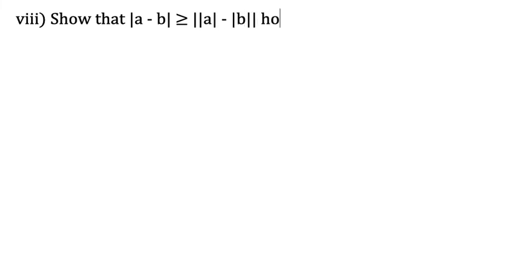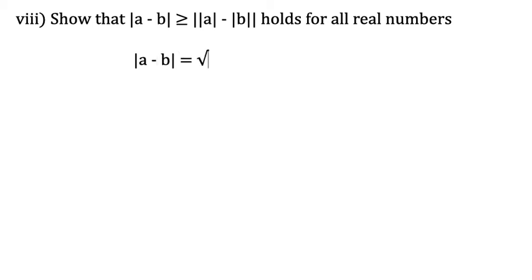Number 8. Show that the absolute value of a minus b is greater than or equal to the absolute value of a minus the absolute value of b holds for all real numbers. Let's first assume that we know that all of the numbers are going to be positive. When doing so, we can say that the absolute value of a minus b would be equal to the square root of a minus b squared.